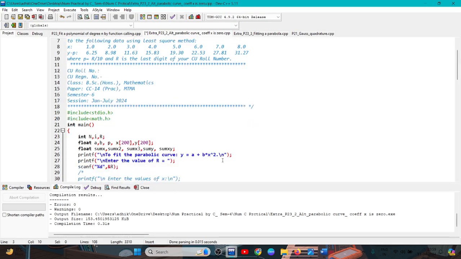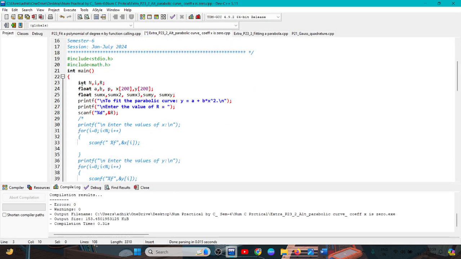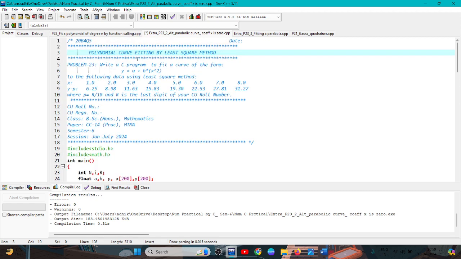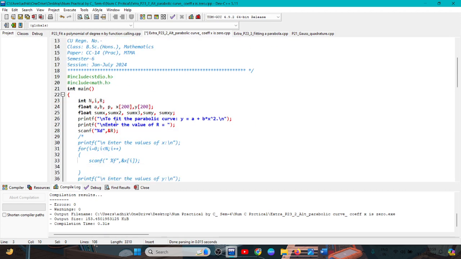In this program, the integer variables are n, I, and r. N is the number of data. Here the number of data is 8, so capital N equals 8, and r is the last digit of your serial number. The float variables are a, b, p, x[200] and y[200], and the float variables sum x2, sum x3, sum y, sum xy.